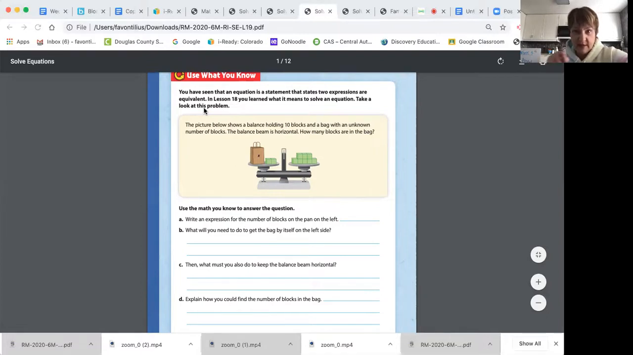Okay, 10 blocks. 1, 2, 3, 4, 5, 6, 7, 8, 9. What? I see 8. Oh, okay, 10. All right, 10 total. The balance beam is horizontal. How many blocks are in the bag?